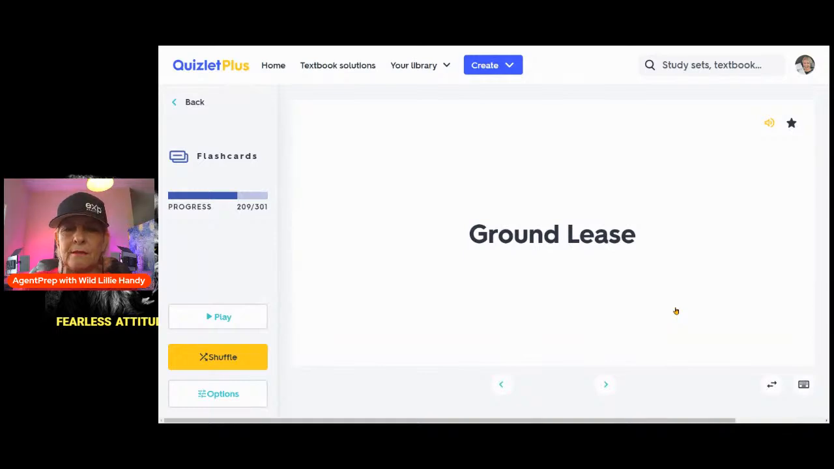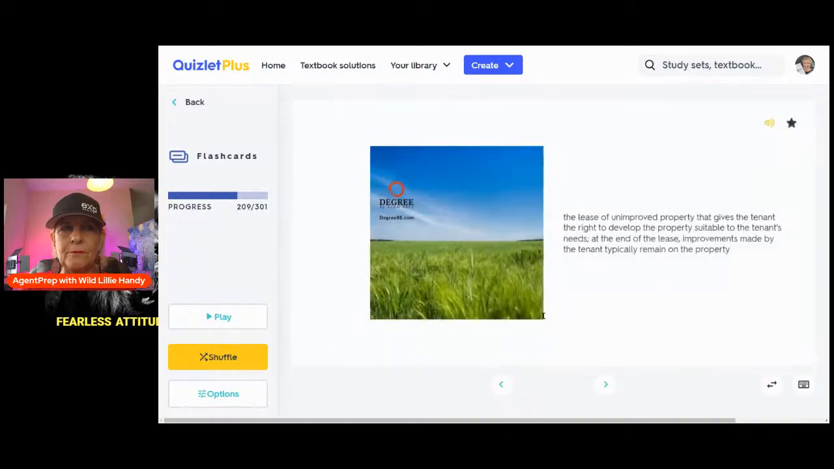A ground lease. So what is a ground lease? The lease of unimproved land or property that gives the tenant the right to develop the property suitable to the tenant's needs. At the end of the lease, improvements made by the tenant typically remain on the property. So let's say, well, McDonald's, they say a lot of them make money from owning the property. But other businesses, like for example, Walmart will buy lots of acreage, okay? And they'll use part of it and they can lease part of the land for somebody else to build.